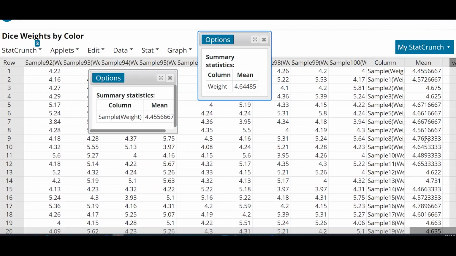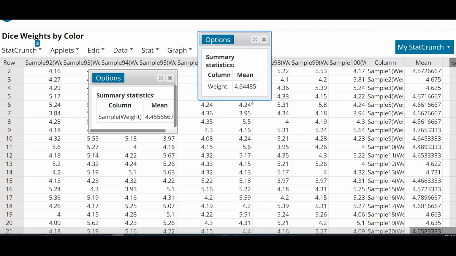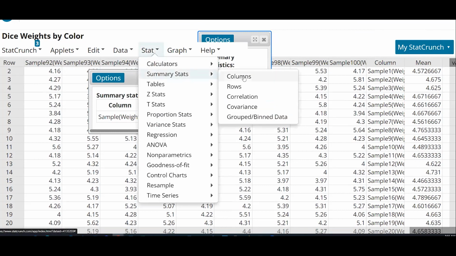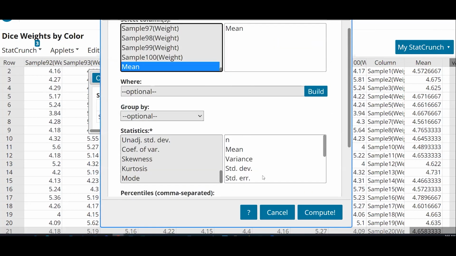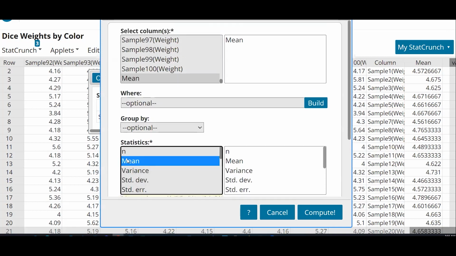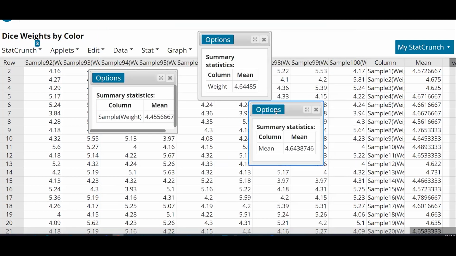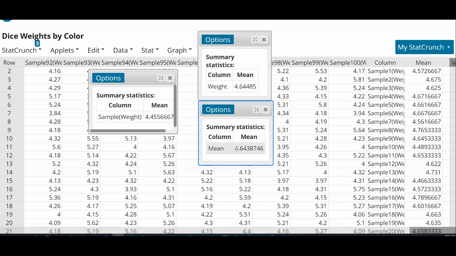And remember, I'm trying to figure out what the population mean is with these sample means. So one thing I could do is find the mean of all the sample means. And here, we're using the central limit theorem, right? So the mean of my sample means is 4.6438746, which is closer to the population mean than I got with just one sample, right? But it's still not exactly the same, but I got closer.